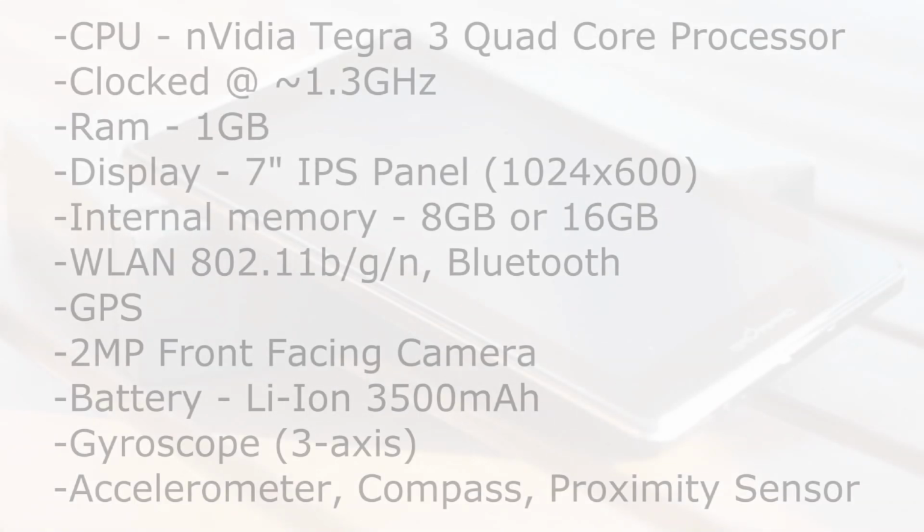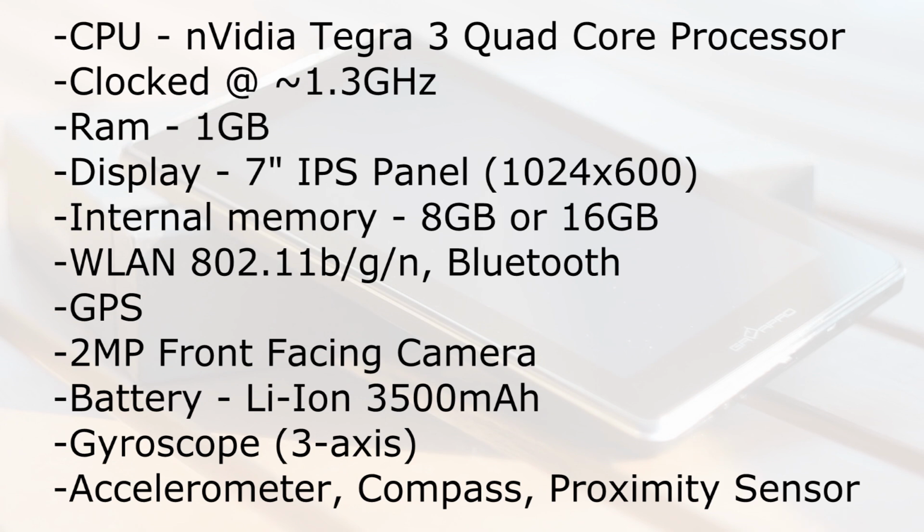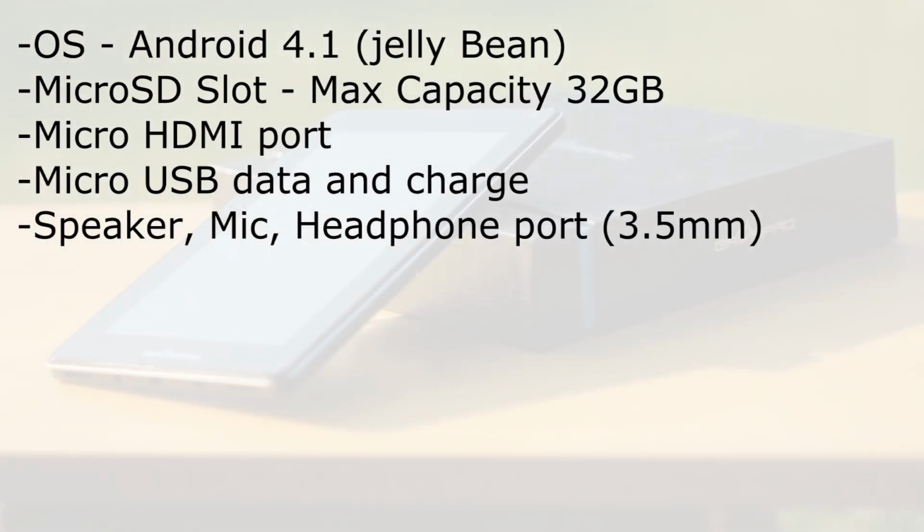So let's look at what comes with the Galapad. The CPU is nVidia Tegra 3 quad-core processor, clocked at about 1.4 GHz. It keeps changing depending on use. The RAM is 1 GB. There is 7-inch display. Internal memory is 8 GB, or you can also get in 16 GB variation. Wireless LAN 802.11 BGN, Bluetooth, GPS, 2 megapixel front facing camera. Battery is lithium ion with 3500 milliamp hour capacity. There's gyroscope, accelerometer, compass, proximity sensor, and of course the OS is Android 4.1 Jelly Bean.